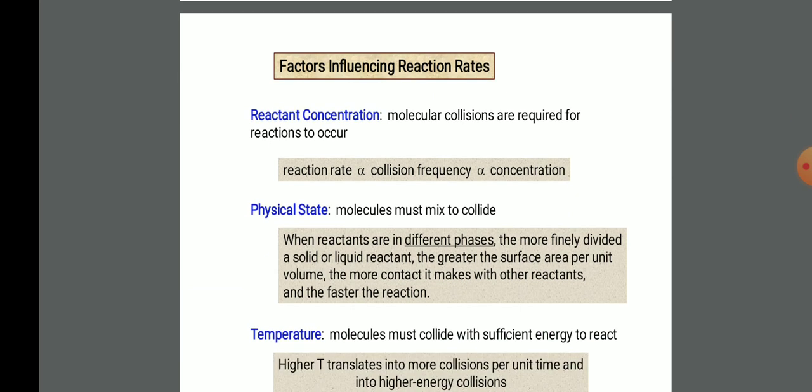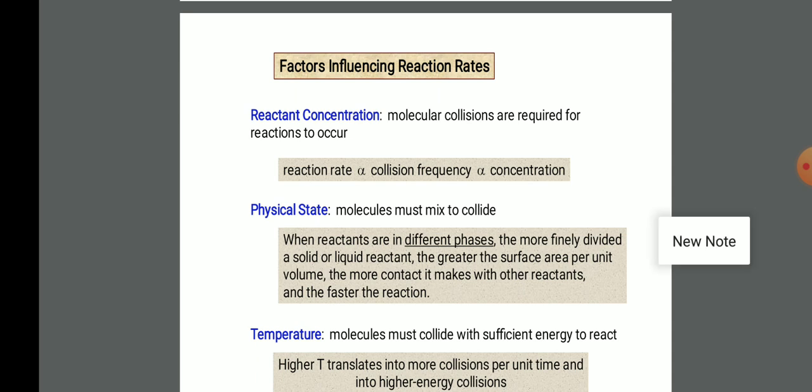Next, factors influencing reaction rate. First is the reactant concentration. Molecular collisions are required for a reaction to occur. Therefore, the reaction rate is directly proportional to the collision frequency and the concentration. Physical state: molecules must mix to collide. When reactants are in different phases, the reaction occurs at the interface. The more finely divided a solid or liquid reactant, the greater the surface area per unit volume, the more contact it makes with the other reactant and the faster the reaction.